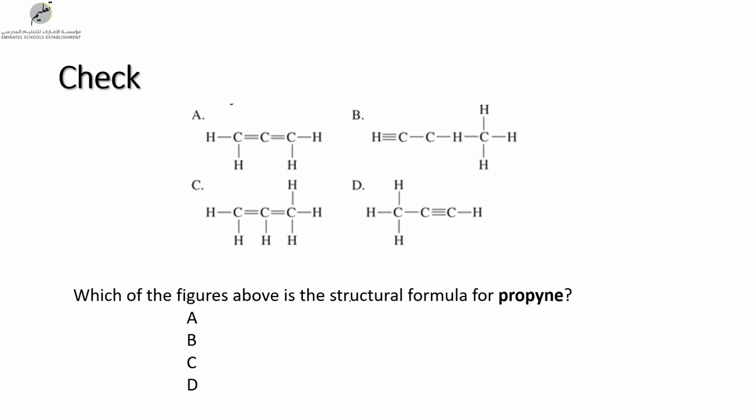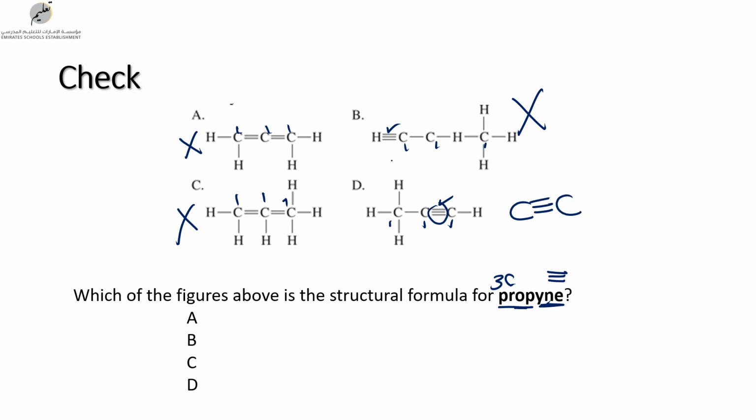Which of the figures above is the structural formula of propyne? When you see prop, it means 3 carbons. When you see yne, it means triple bond. Look here, you have 3 carbons, and here you have 3 carbons, but you don't have a triple bond. So wrong. Here you have 3 carbons and a triple bond, right? But this one is wrong, because the triple bond should be between carbons only. Hydrogen can make only 1 bond. That's why this is wrong. So the correct one is going to be number B.